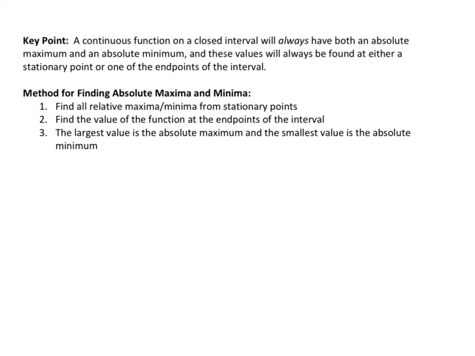The last thing that I want to say related to absolute maxima and minima is that there's a neat theorem or key point that if you have a continuous function, now a continuous function means a function with no holes or asymptotes or jumps, so a continuous function on a closed interval will always have an absolute maximum and an absolute minimum. Moreover, those absolute maximum and minimum values will always be found in one of two places. They're either going to be at stationary points or at the endpoints of the interval.